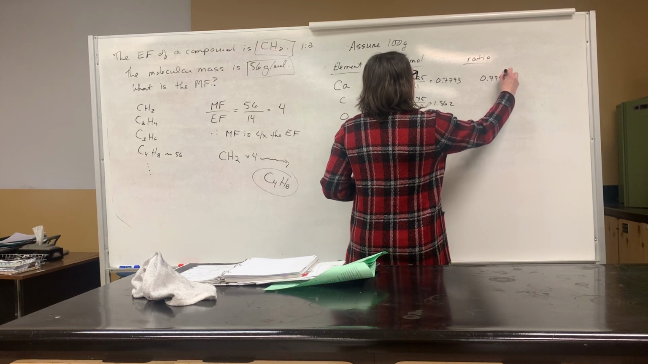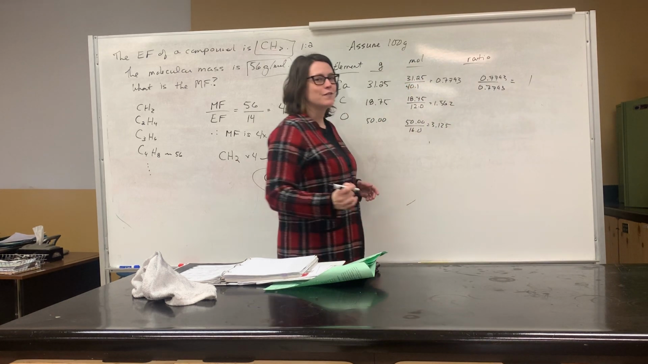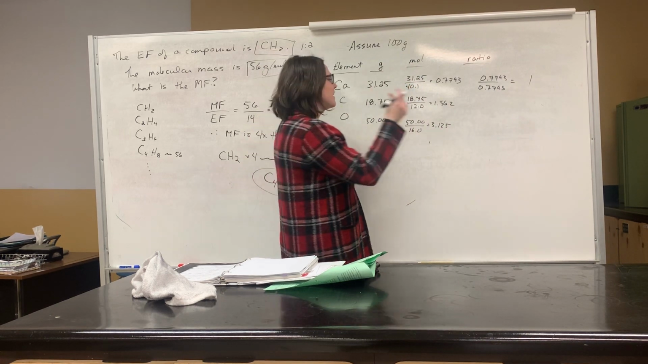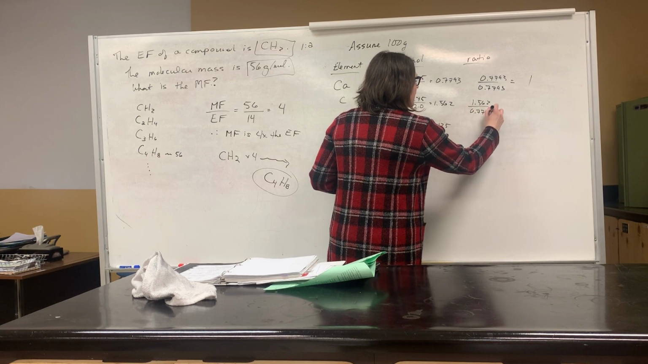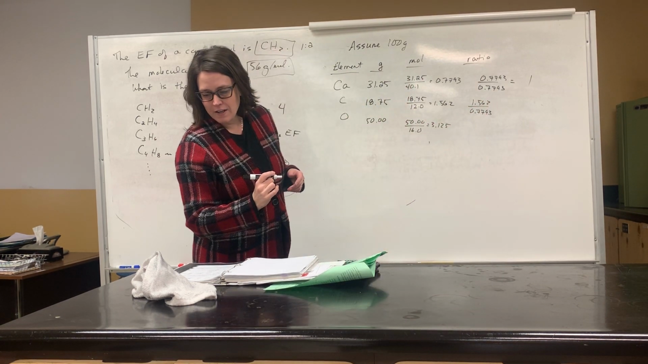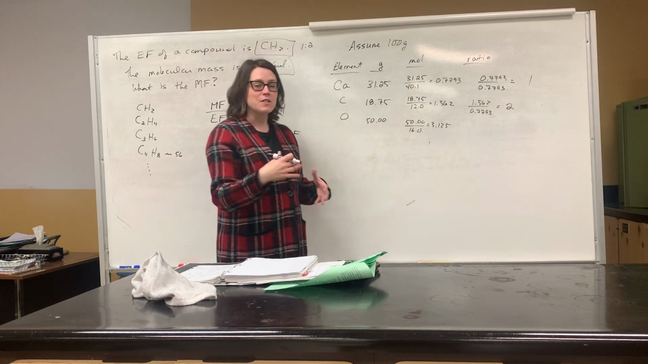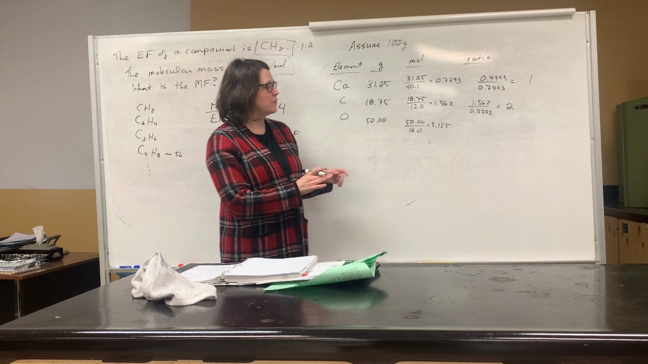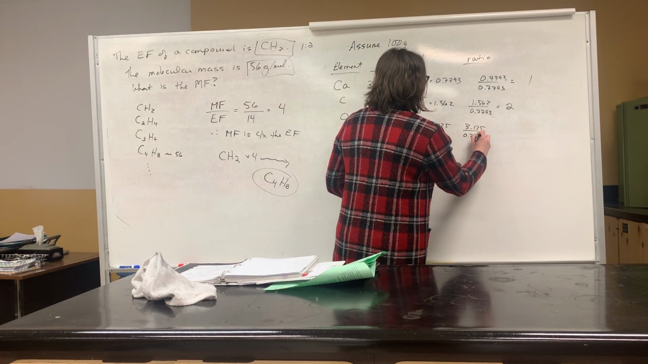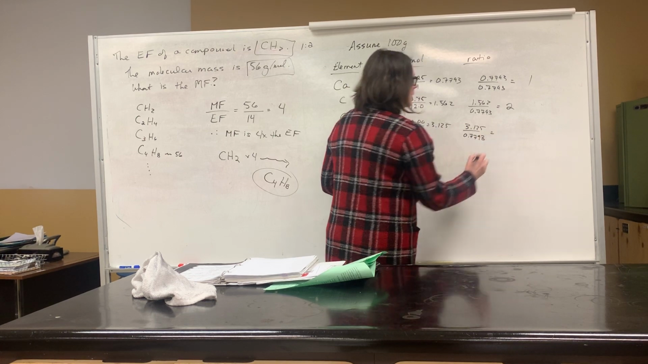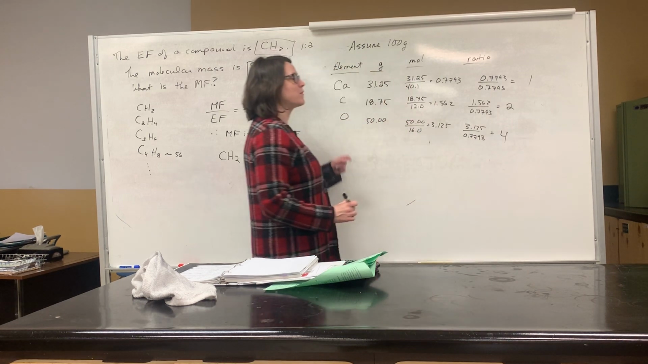So 0.7793 divided by 0.7793, obviously 1. And the next one, I'm going to take 1.562 divided by 0.7793. And you are going to get, I think it's like 2.0 something, but it's close enough to 2 that I'm just going to call it 2. And then the last one here is going to be 4. It's close enough to 4 that I can round to 4.